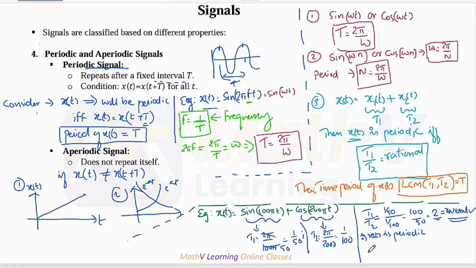Okay, so what is the period? T is the LCM of 1 by 50 and 1 by 100. Okay, what will it be? It is the least common multiple, right? So 1 by 100 into 2, 1 by 50. So the LCM is actually 1 by 50, right? Or that much seconds.